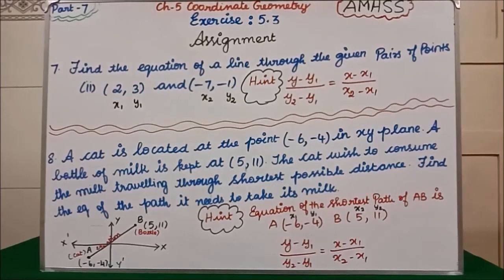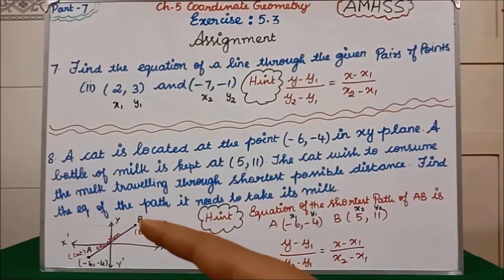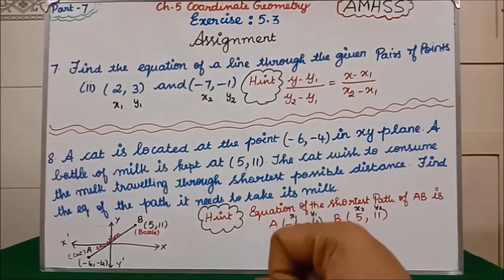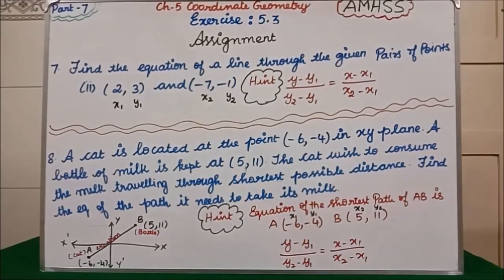8th question. A cat is located at a point minus 6, minus 4 in xy plane. A bottle of milk is kept at 5, 11. See the graph I have drawn here. See, in A point the cat is there. In B point the bottle is there. A cat wishes to consume milk traveling through the shortest possible distance. Okay. Find the equation of the path it needed to take its milk.